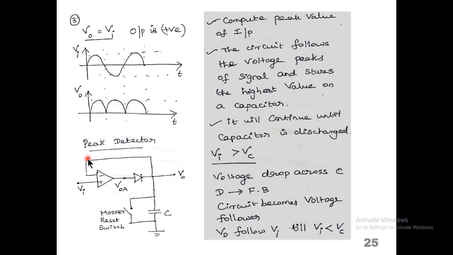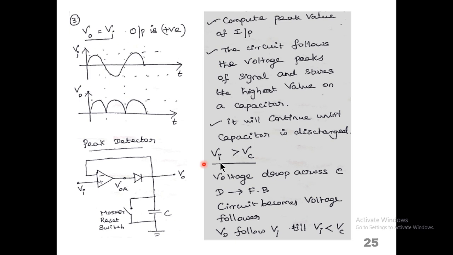And the peak detector is used to measure the peak value of the continuously varying signal. So this is the circuit of the peak detector. At the output side of an op amp, one diode is connected, and the cathode end of the diode is connected to the capacitor. In parallel with the capacitor, one MOSFET switch is there.